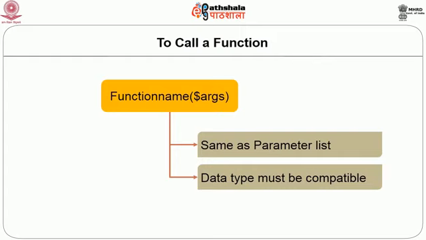But these two keywords are used interchangeably. To call a function you just type the function name and pass the particular arguments, and the arguments you pass must be of compatible data type. If you require more than one parameter or argument, they will be in the same order as at the time of defining the function.